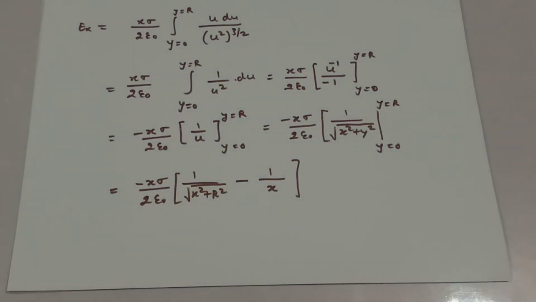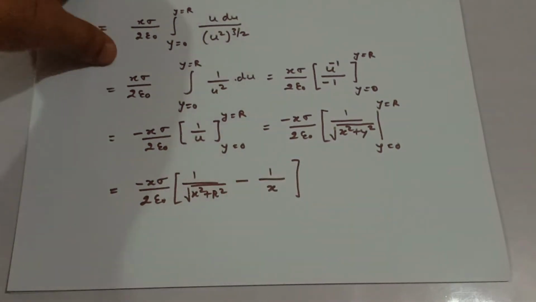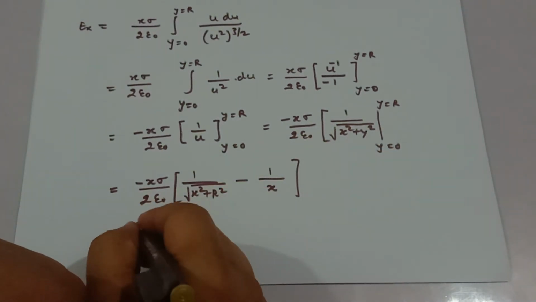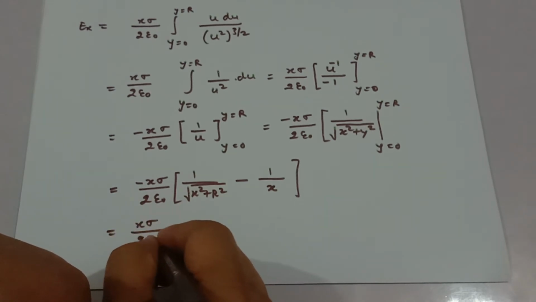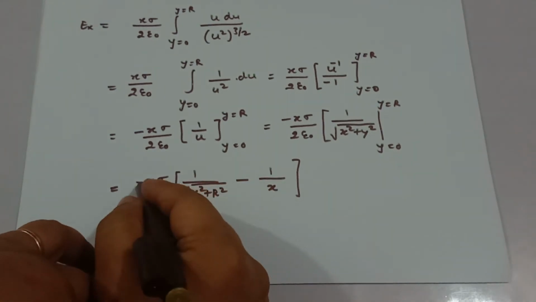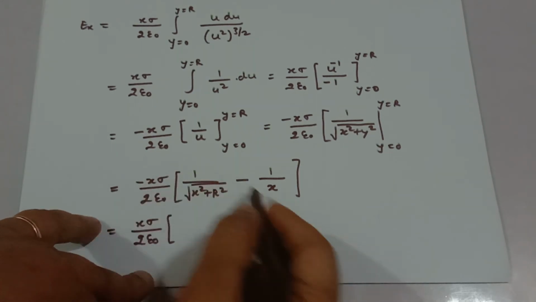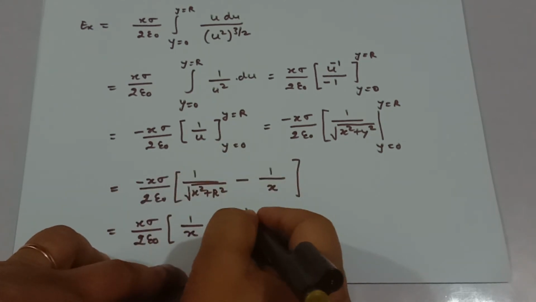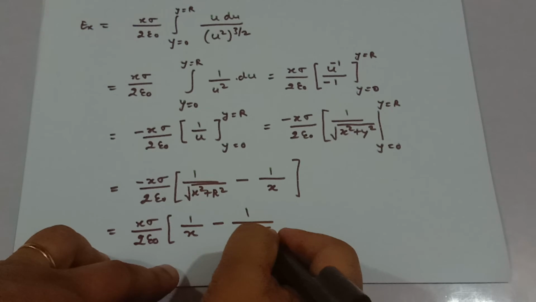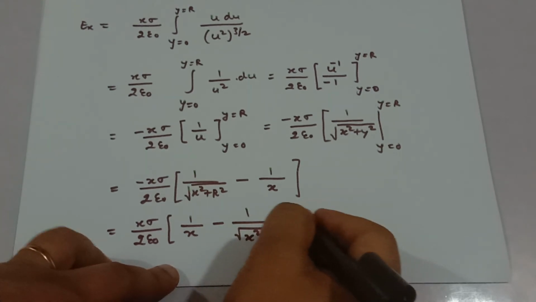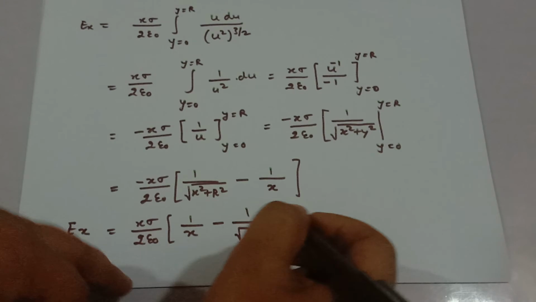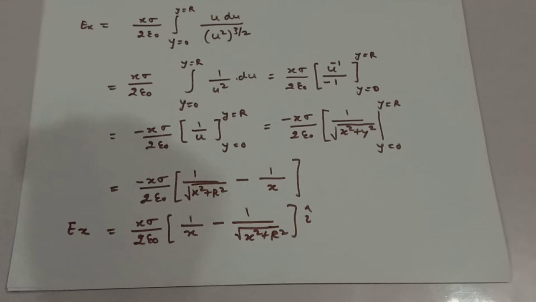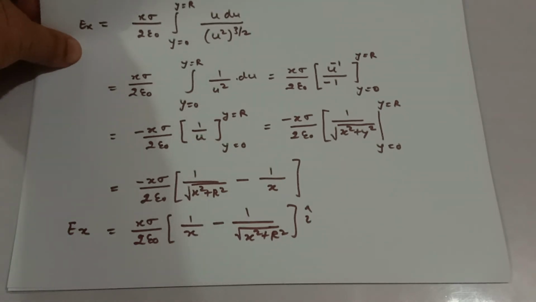So that would be the electric field along the x-axis, and surely that can be written in a much better way, and that would be x sigma upon 2 epsilon naught, and if you take this minus sign inside that bracket, 1 divided by x would come first, and then in the second place, square root of x square plus R square. So that is the electric field along the x-axis, so that should have a unit vector i. Okay, so now let us calculate the electric field because of the y-axis.